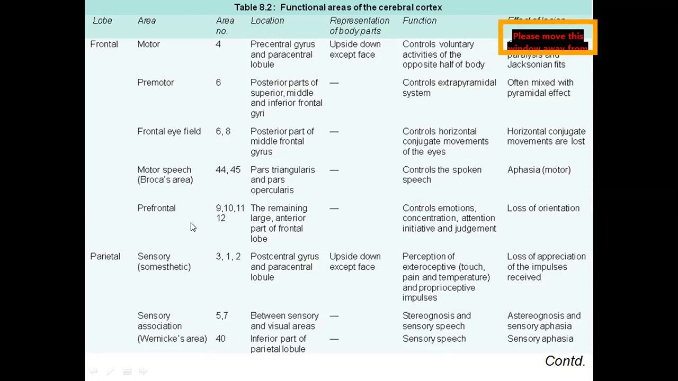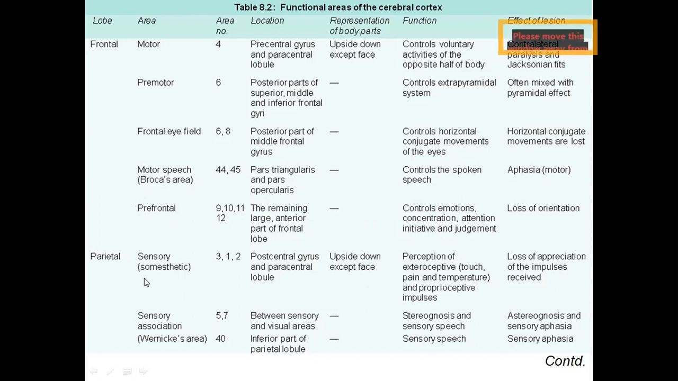Prefrontal area number 9, 10, 11, 12, remaining larger anterior part of the frontal lobe. It controls emotions, concentration, attention, initiative and judgment. Suppose the prefrontal cortex is damaged, the person will lose orientation. Okay, then we are coming to the next lobe, the parietal lobe.